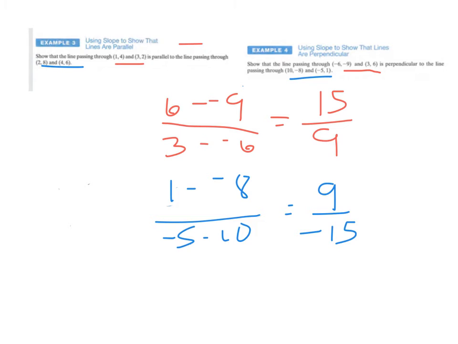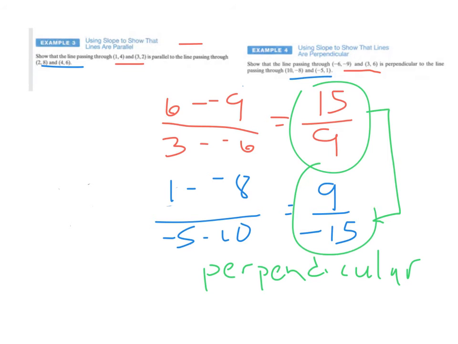When we have slopes that aren't the same, but in this case they are flipped with opposite signs, this is what's called perpendicular lines. So when the slopes are the same, they're parallel, but when they're completely opposite and flipped, they're perpendicular. These are perpendicular lines because of these two slopes. I'll write them next to each other: 15 over 9, and then -9 over -15. They flipped, so this is called perpendicular.